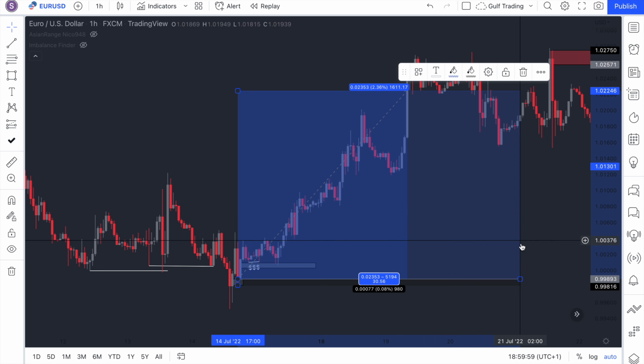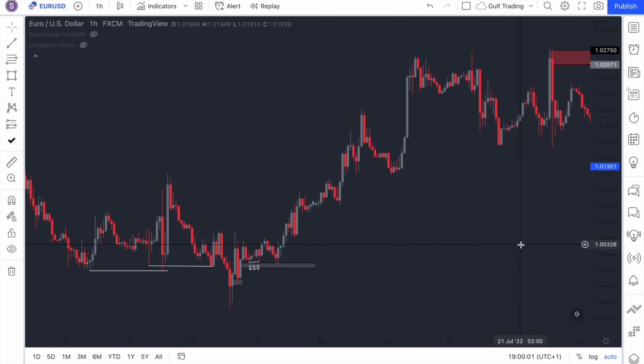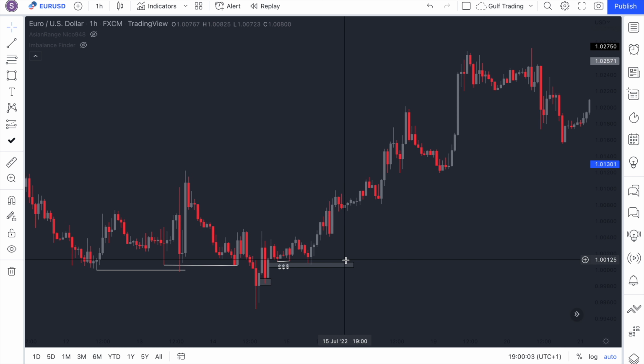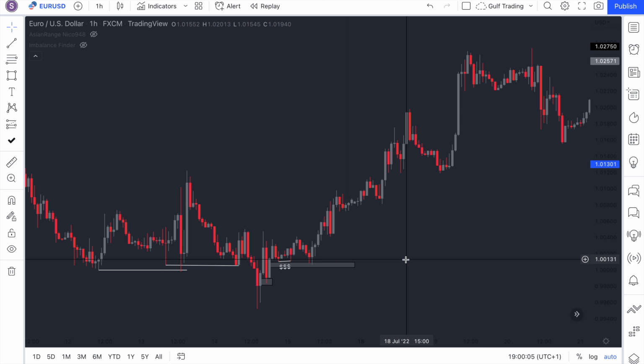So I hope that's given you an insight into the Wyckoff method, and hopefully you can go away and make some money with it. But just be sure to backtest it before you start trading live.